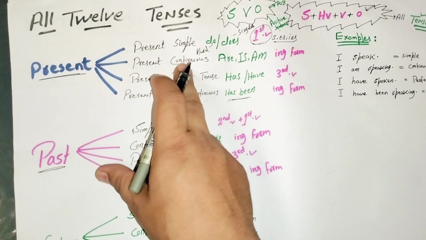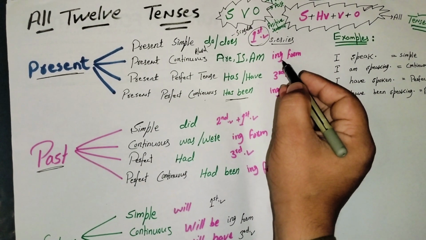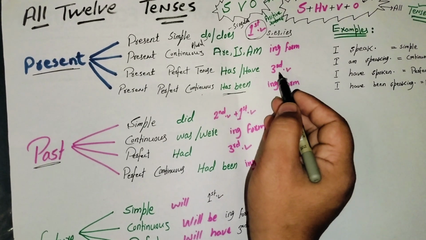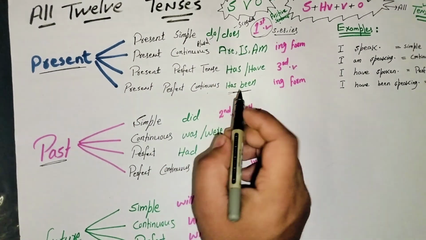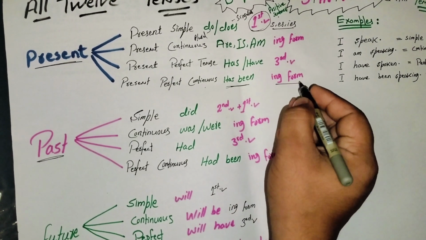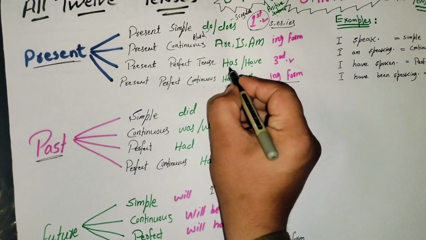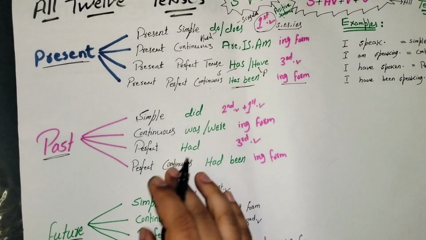Second, then we have present continuous. Present continuous helping verbs are is, are, am while using the ing form of the verb. Then in the perfect tense we have has and have while using the third form of the verb. Then we have perfect continuous, using has been and have been with the ing form of the verb. So has been and have been have the same difference: has is used with the singulars and have is used with the plurals.